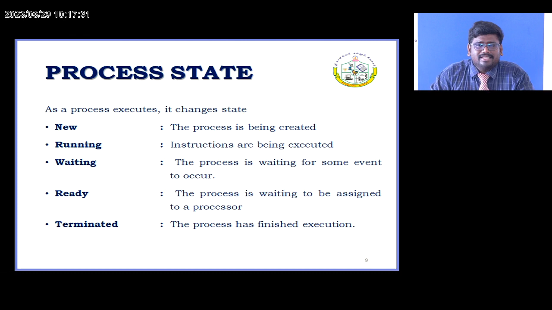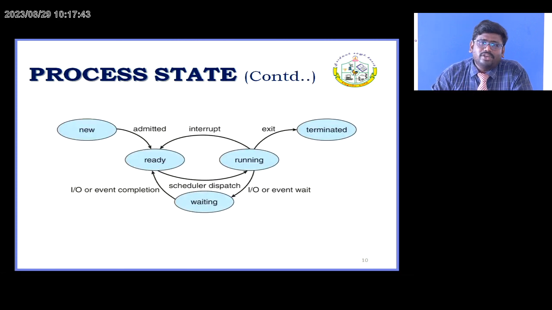Then the various states of the process. Okay, what are the states? Like new state, running state, waiting state, ready state and terminated state. Each of the states is represented in the following diagram. So just take a look at this diagram. Here, once the process is created, it is in the new state.